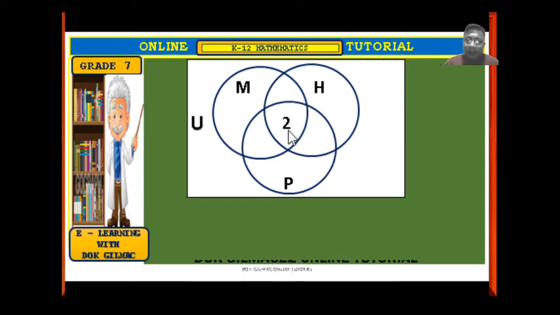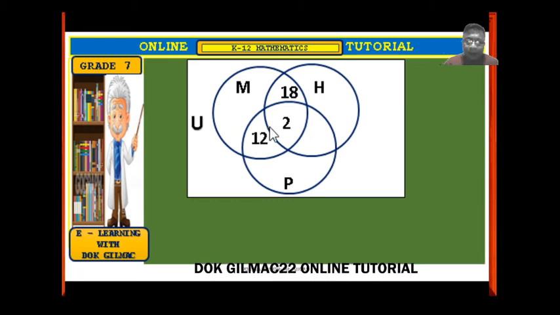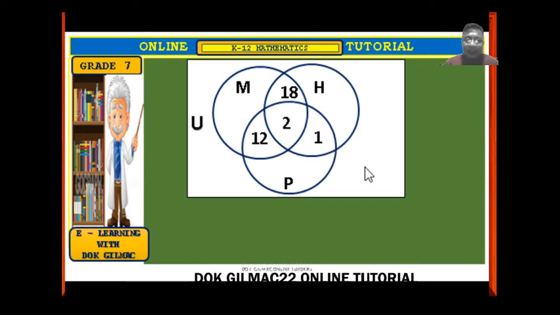Now, next one, the intersection of math and history. So there are 20 who like both math and history. So 2 plus 18 is 20. Okay. So that's how to do it. Now, there are 14 who like math and physics. So 2 plus 12 is 14. Now, there are 3 students who like physics and history. So 2 plus 1 is 3.